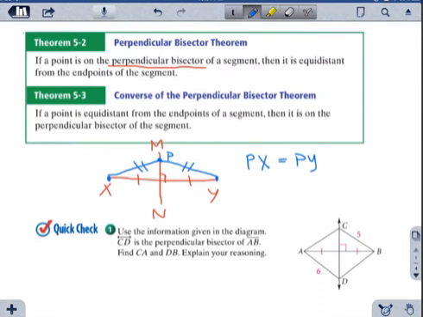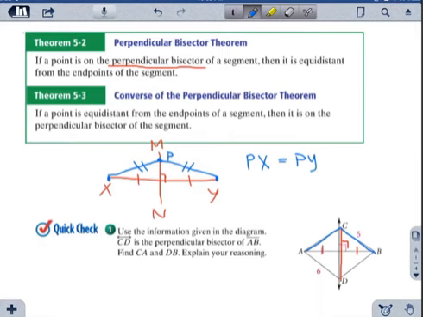Let's look at an example of this. In this diagram here, we see that line segment CD is the perpendicular bisector of line segment AB. I know that because it clearly cuts AB into two equal halves. We see that with the tick marks, and it's perpendicular to line segment AB. Because of that, I can conclude that point C here is equidistant from point A and point B.